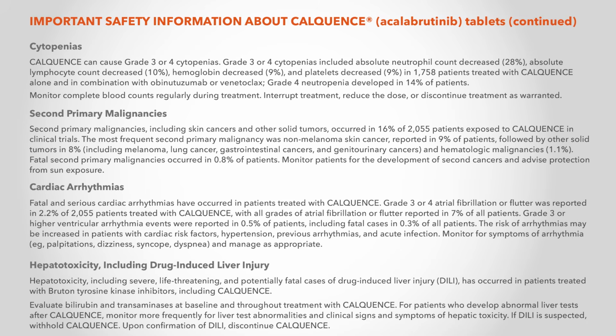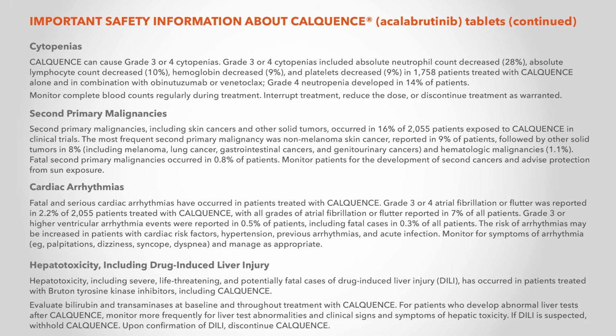Grade 3 or 4 atrial fibrillation or flutter was reported in 2.2% of 2,055 patients treated with CALQUENCE, with all grades of atrial fibrillation or flutter reported in 7% of all patients. Grade 3 or higher ventricular arrhythmia events were reported in 0.5% of patients, including fatal cases in 0.3% of all patients. The risk of arrhythmias may be increased in patients with cardiac risk factors, hypertension, previous arrhythmias, and acute infection. Monitor for symptoms of arrhythmia, for example, palpitations, dizziness, syncope, dyspnea, and manage as appropriate.